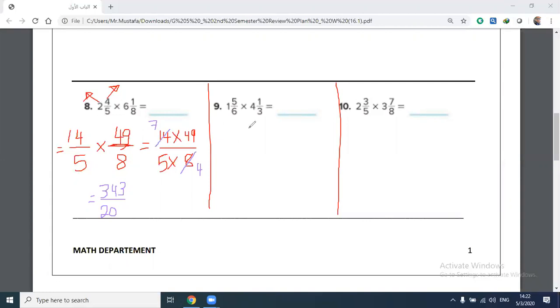Now let's go for the next one because we don't have much time. We'll do the same. 1 and 5 out of 6: keep the denominator. Multiply 6 times 1 plus 5, it will be 11. And then for the next one, keep the denominator and multiply by the whole, it will be 12. 12 plus 1 equals 13.